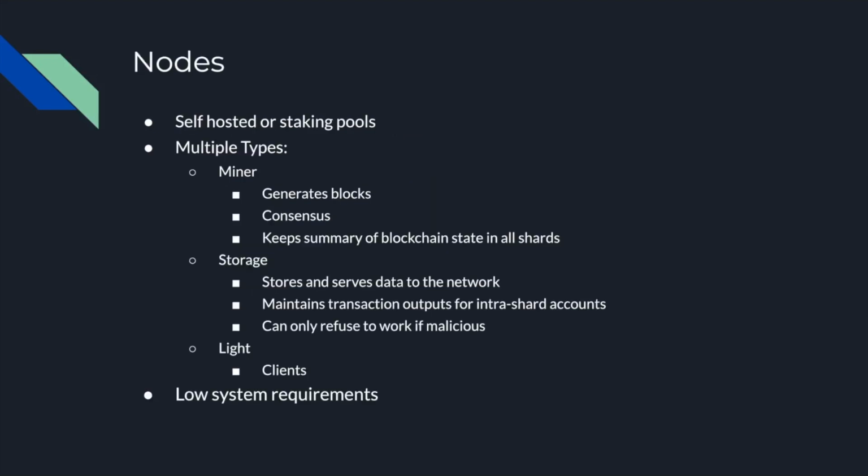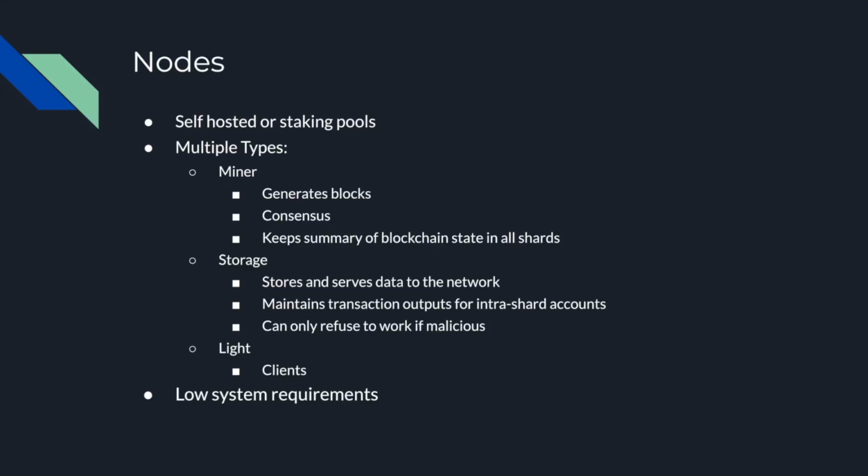Nodes, which are the backbone of MultiVAC, come in different forms. They can be self-hosted or created in staking pools. There are three types of nodes, two of which are functional and one is not. Miner nodes are responsible for generating blocks, coming to consensus, and keeping a summary of the blockchain state from all shards in a lightweight way.